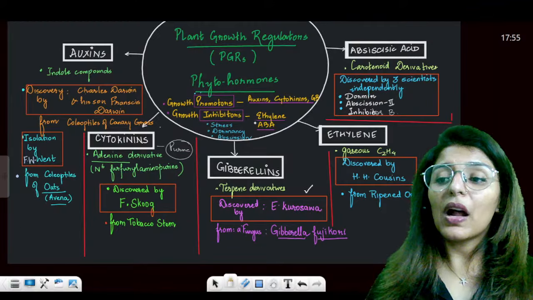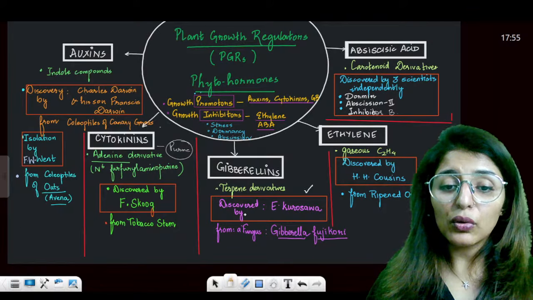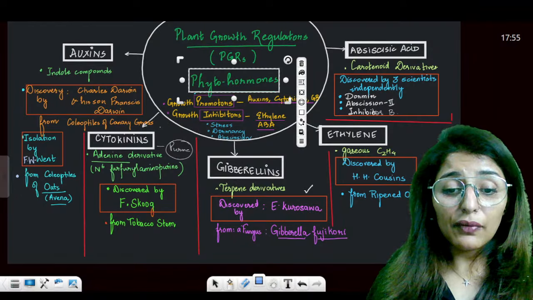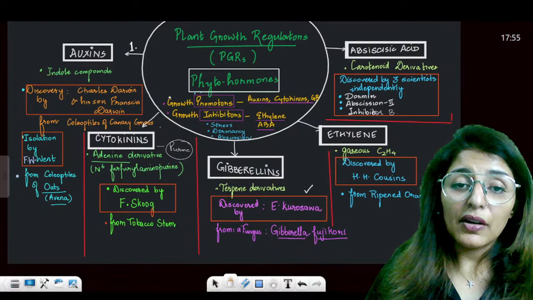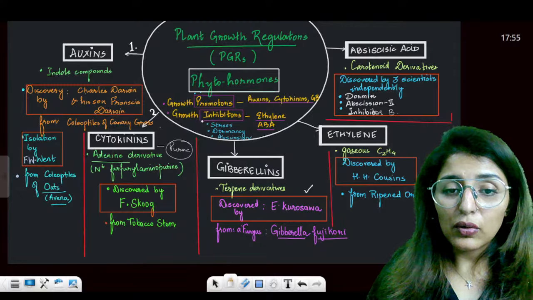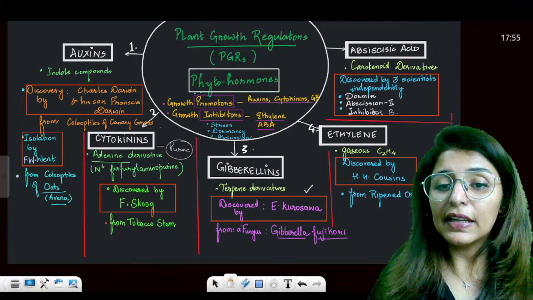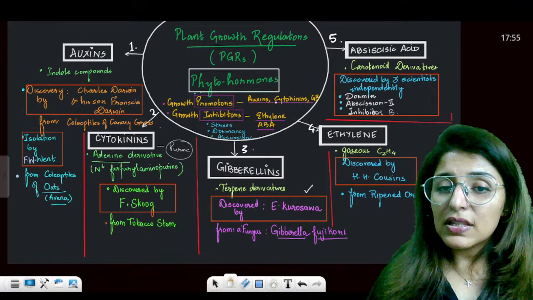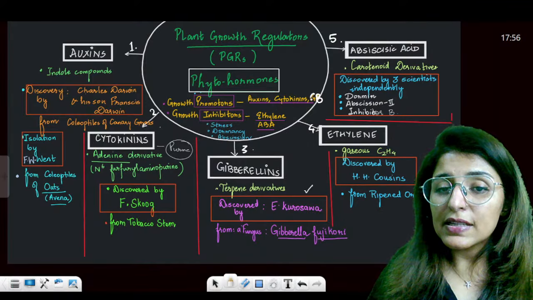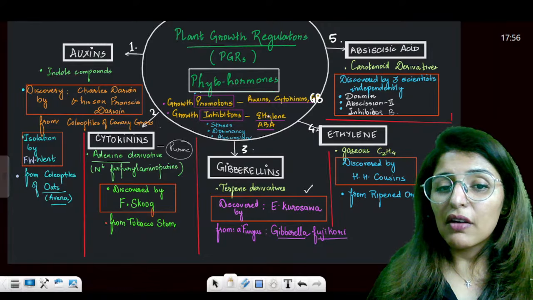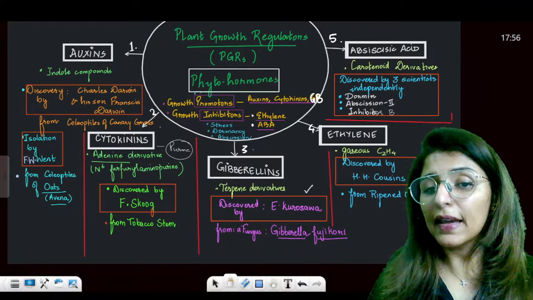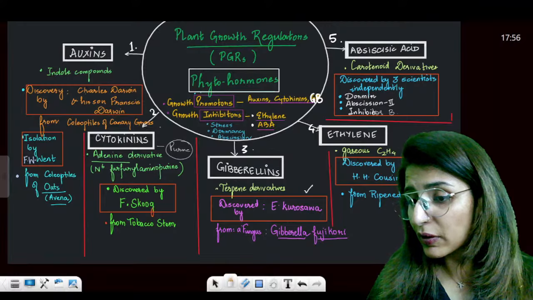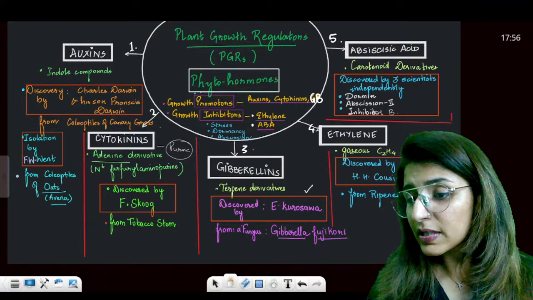Then moving on to plant growth regulators, also known as phytohormones. We are going to study five different plant growth regulators: auxins, cytokinins, gibberellins, ethylene, and abscisic acid. Out of these five, auxins, cytokinins, and gibberellic acids are the promoters, while ethylene and ABA, that is abscisic acid, are the inhibitors. Are these points clear? Please let me know.